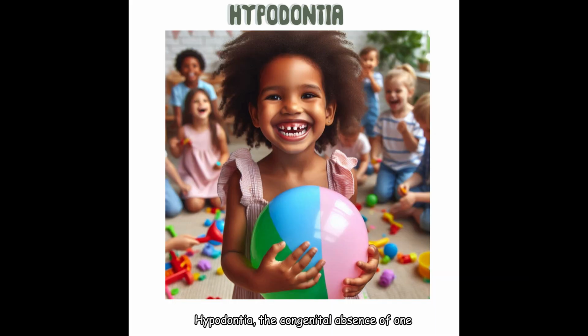Hypodontia, the congenital absence of one or more teeth. It can affect both primary and permanent dentitions. The severity of hypodontia varies, and treatment options may include orthodontic intervention, dental implants, or bridges to restore function and aesthetics.